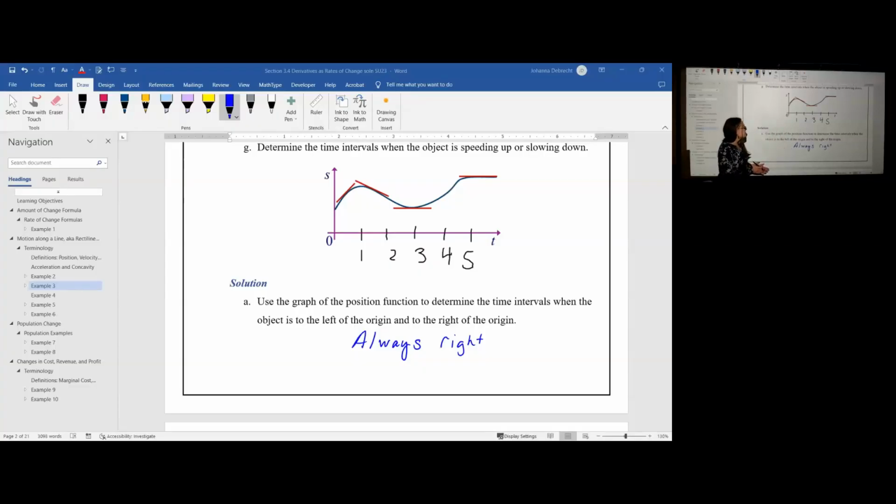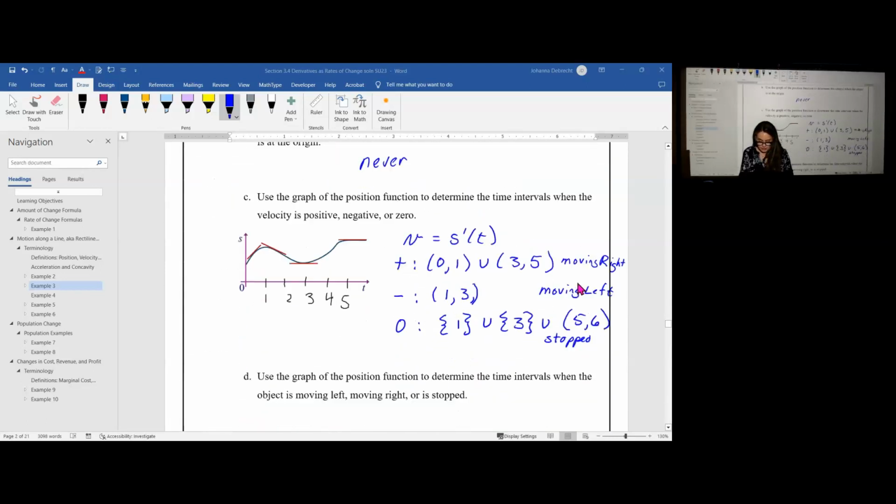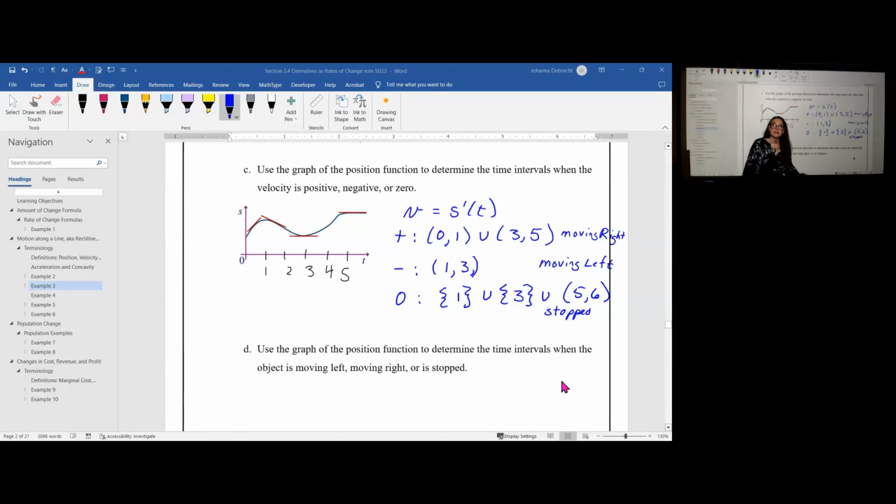So let's see what we have. Because the position versus time graph is always above the t-axis, it's always to the right. It never hits the t-axis, so it is never at that central location, what we've been referring to as Denver. When we talk about the velocity, we're looking for a positively sloped tangent line, which occurs between 0 and 1, and again between 3 and about 5. That also means that the particle or the car is moving to the right.